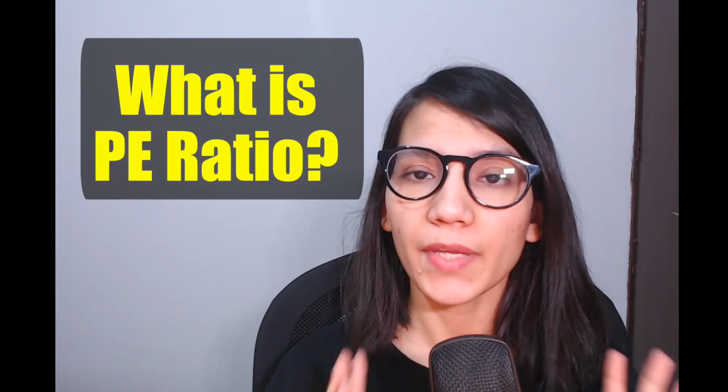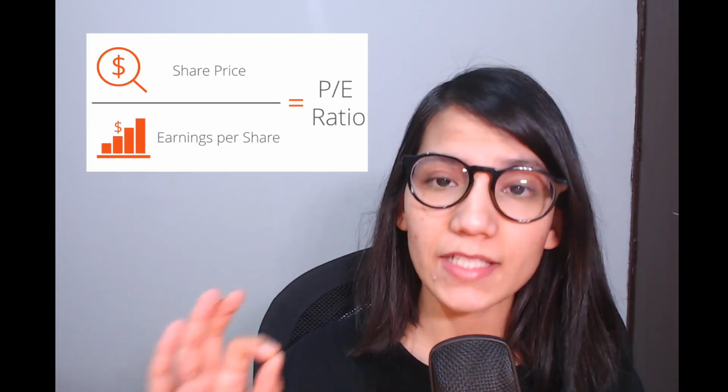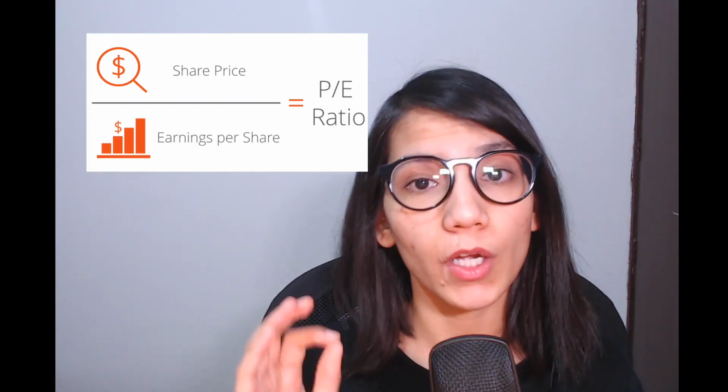So first of all, what is a PE ratio? PE ratio is equal to the price per share divided by earning per share. Price per share is the current market price per share of that company. So how do we calculate earning per share? We will take the help of Excel and we will do all the calculations with respect to EPS, that is earning per share, and the PE ratio.